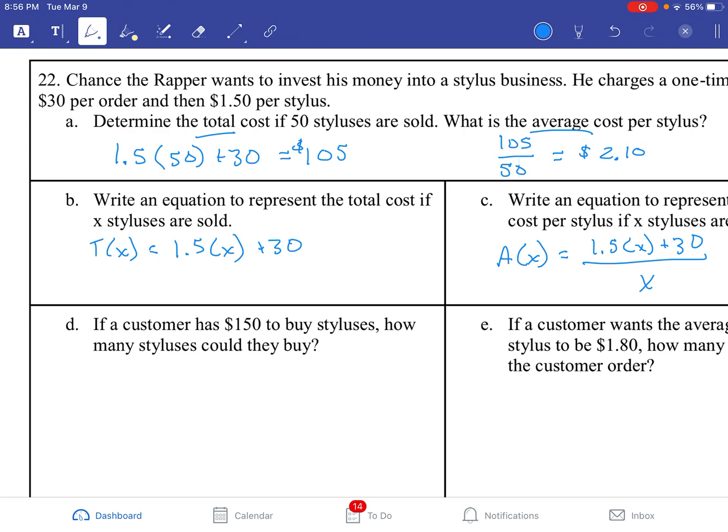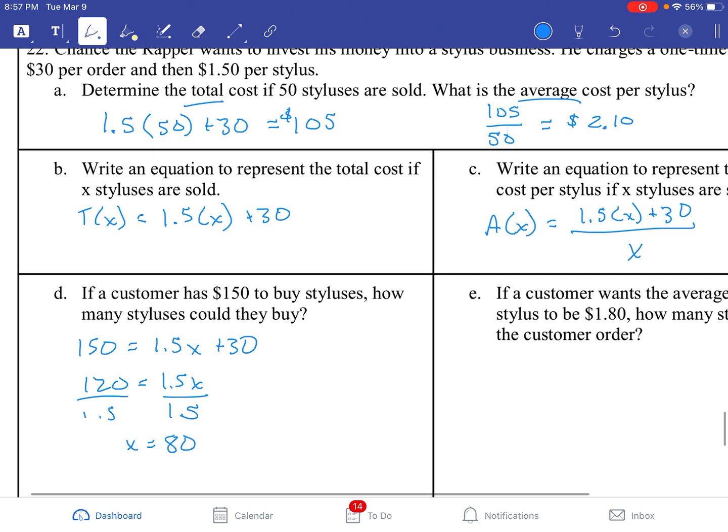Part D. So we can do this using the total cost. If a customer has $150 to buy styluses, how many styluses could they buy? So you have 150 as your total cost. Okay, is 1.5 times X plus 30, and you just solve the equation. So 150 minus 30 is 120, equals 1.5X, divide both sides by 1.5. And you can buy 80 styluses.